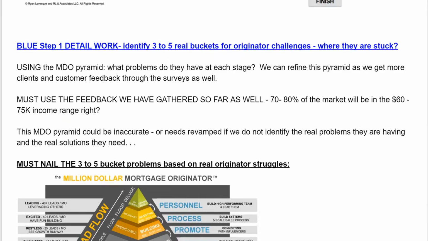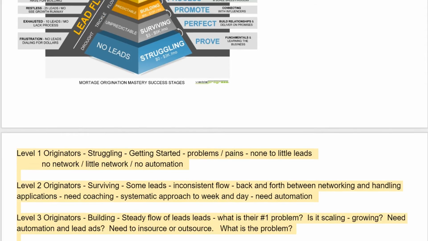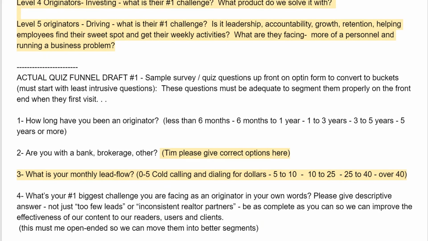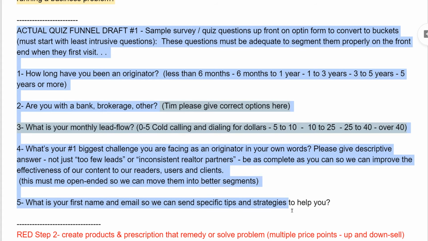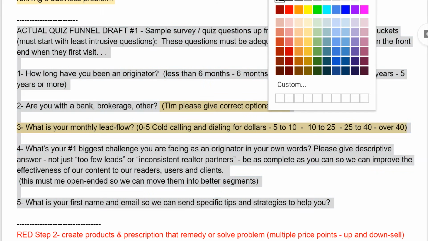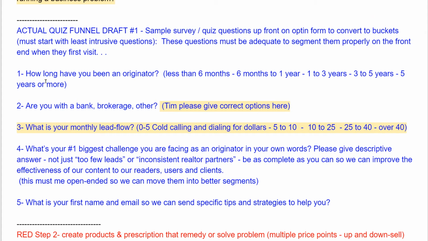And then let's see here. That's the blue part. That's step 1. Okay. Let's see here. Actual quiz. And then right here is the initial quiz funnel draft that I started. It's still in the blue section. So I'll go ahead and mark that blue so we know. But these are the questions.